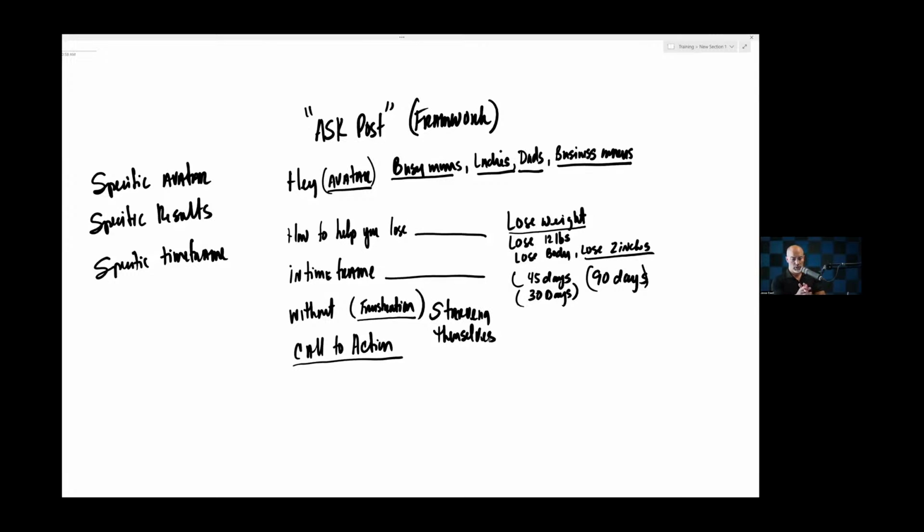So the way it would look is like, hey, busy moms, if I could show you how to lose 12 pounds and take 2 inches off your waist in the next 30 days without starving yourself, would you want to know? Think about how specific that is to someone who's a busy mom that maybe wants to lose weight, but doesn't want to have to starve themselves. And they're looking to do it really quick.